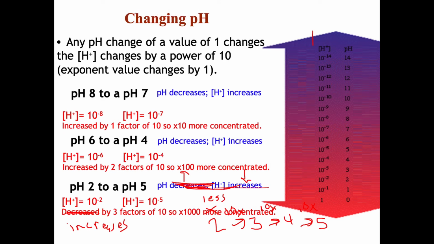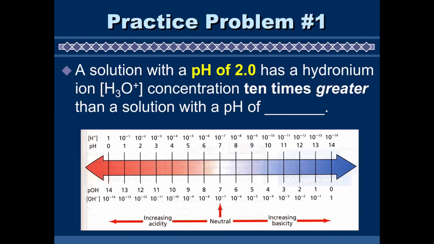So every pH unit you're changing is a factor of 10, either 10 times more acidic or more concentrated, or 10 times less concentrated, based on the direction you go in.